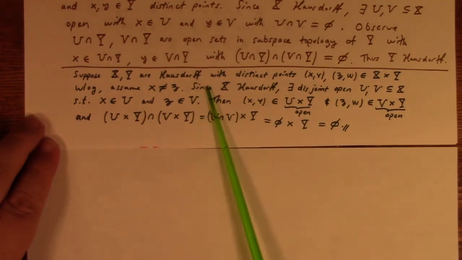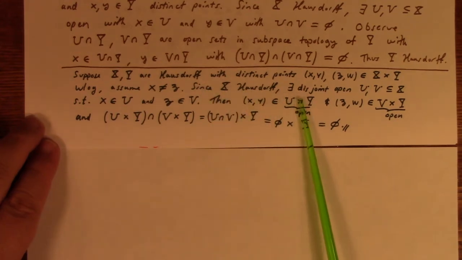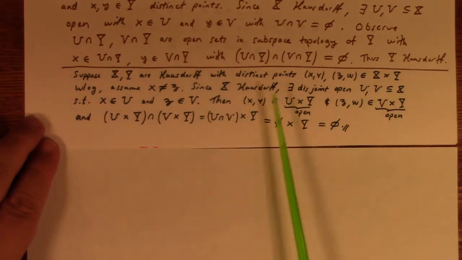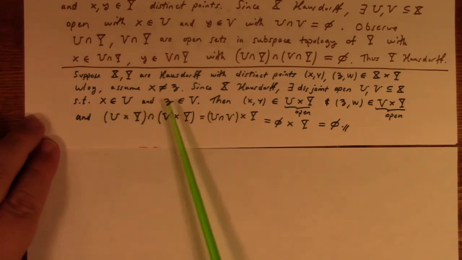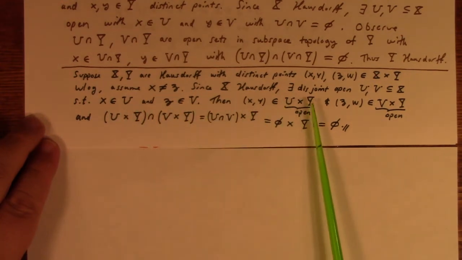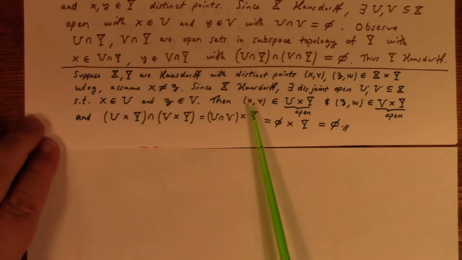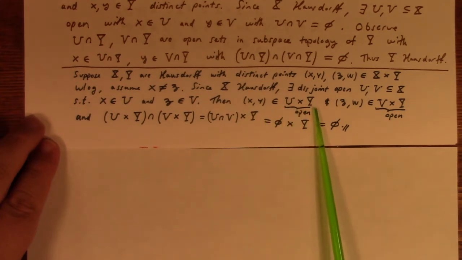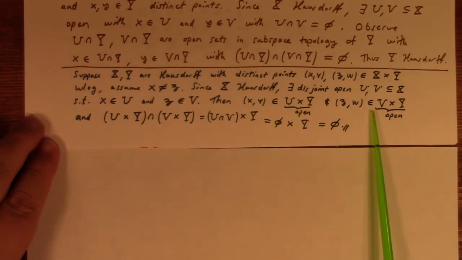So anyway, since X is Hausdorff, you can find disjoint open U, V in X such that X is an element of U, Z is an element of V, and notice that (X, Y) is in U cross Y, (Z, W) is in V cross Y.